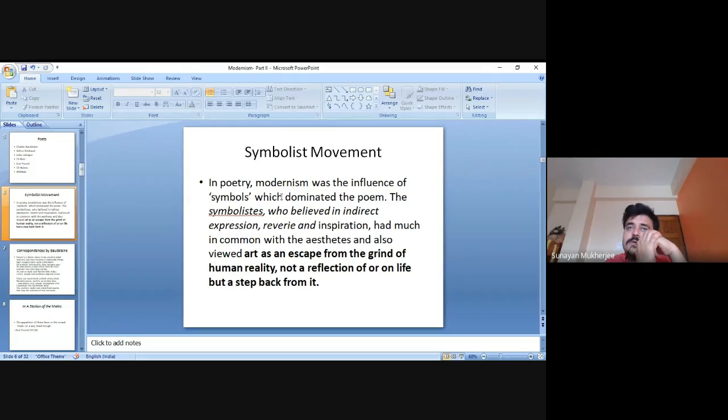What is this term, escape from reality? Our task as a poet should not be to define or explain the world in our poems, but we should try to paint the world in a different color through our poems. And we should try to escape from reality.